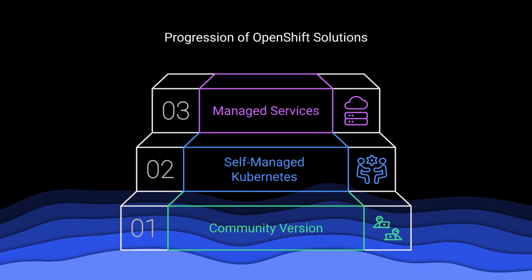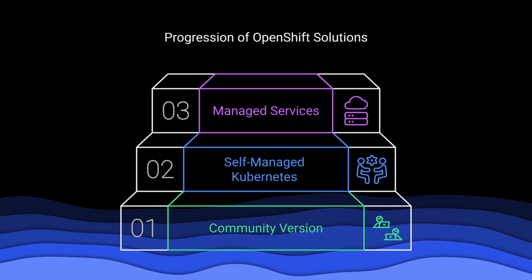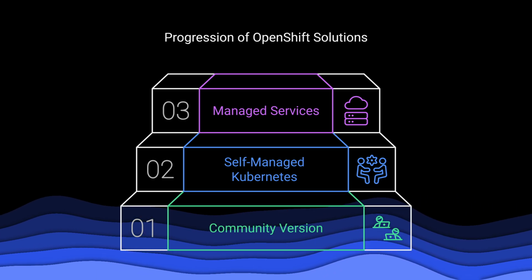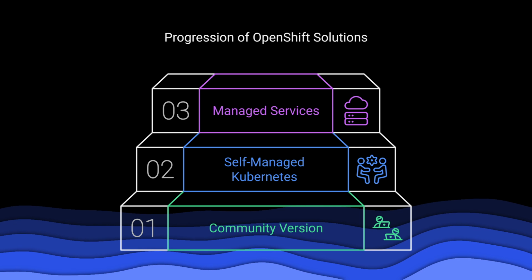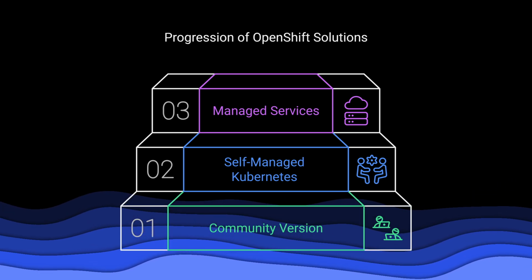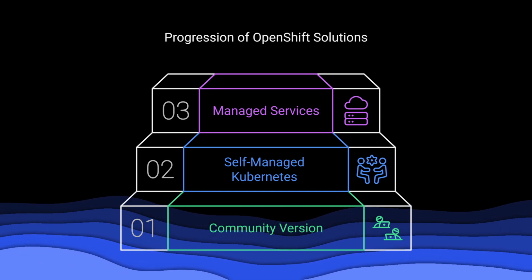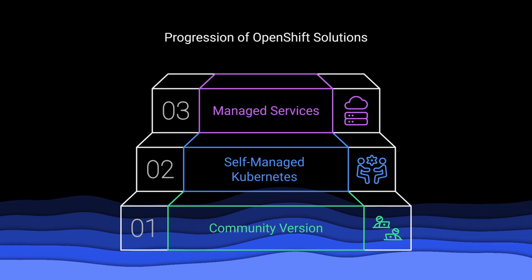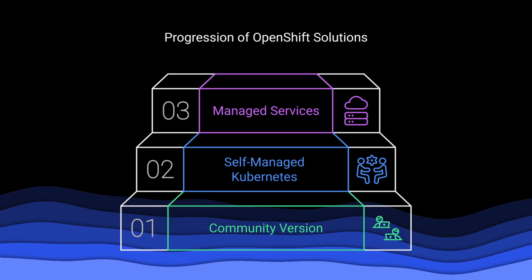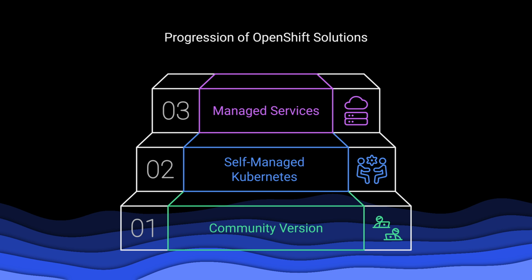So let's break it down to a few simple scenarios. If you're a beginner or a student, OKD is the perfect place to start. Free, flexible, great for learning the ropes. For small to medium businesses, starting with self-managed OpenShift Kubernetes Engine could be a good approach. It gives you a good foundation to build on, and it allows you to manage those costs. And then for our enterprise listeners out there, what about them?